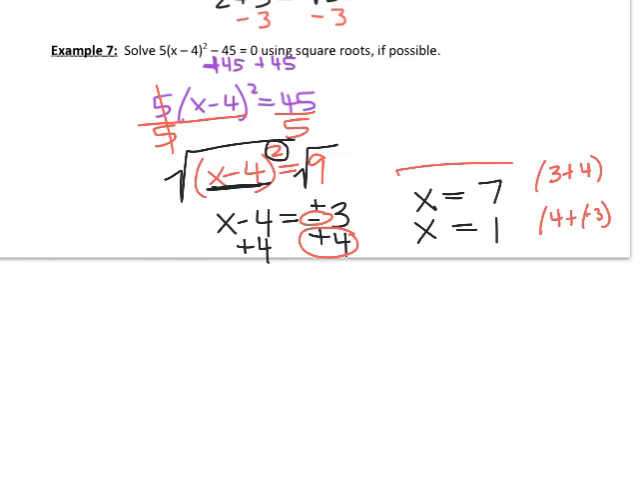So a lot of times when we're working with square roots, we're going to end up with two answers, and that's because there's a positive result from a square root and a negative result from a square root. And what I mean by that was that plus 3 and minus 3 are real possibilities of square roots of 9.